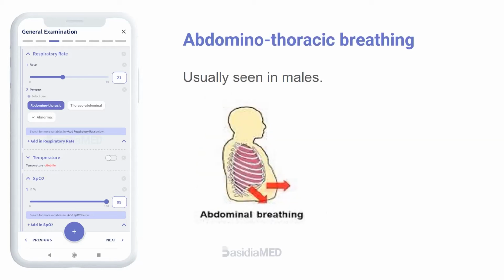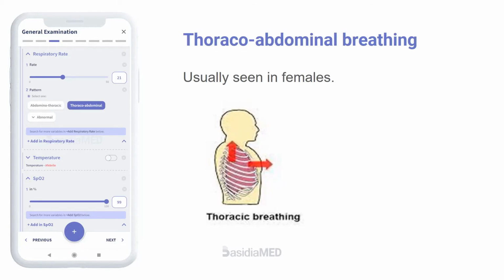Abdominothoracic breathing is seen in males by virtue of a long diaphragm. Males have a more horizontally oriented rib cage. Hence, there is inefficient action of intercostal muscles, leading to less prominent thoracic breathing. Thoraco-abdominal breathing is seen in females due to greater inclination of the rib cage compared to males. This causes the intercostal muscles to raise the ribs more effectively.